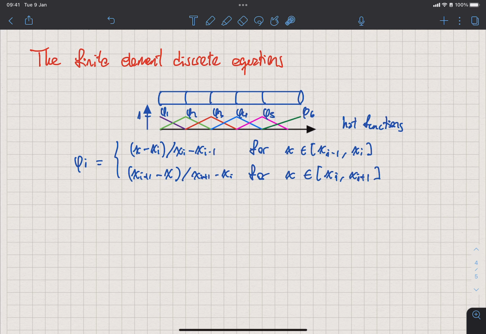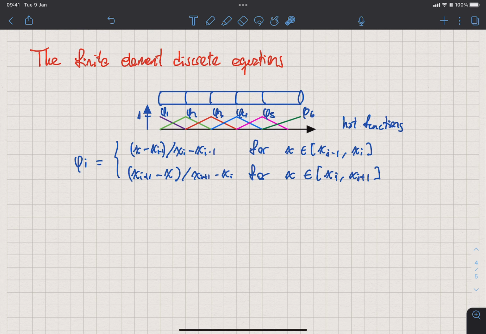So you can immediately see that this is minus 1 here, right? You can see that when x, which is our variable, and xi, xi minus 1 and xi plus 1 are the locations of the nodes. When x is equal to xi minus 1, then this whole thing is equal to 1, right? When x is equal to xi, then this term, with xi minus 1, is equal to 0.